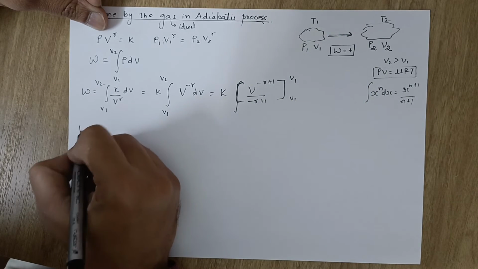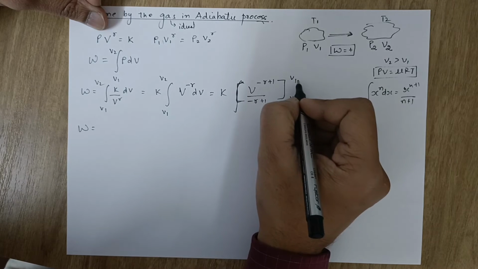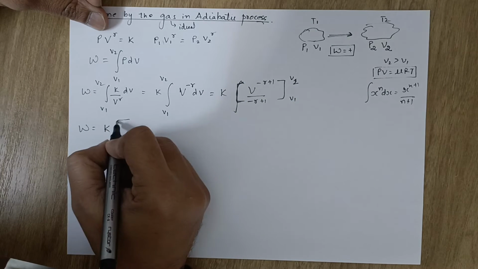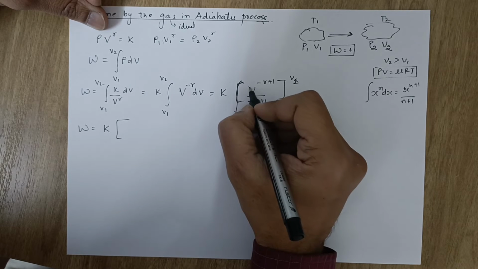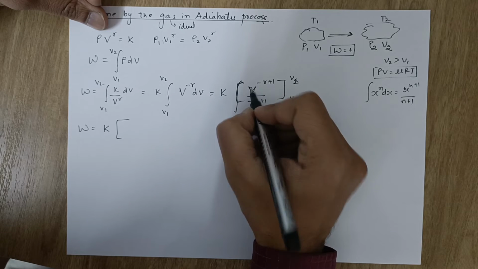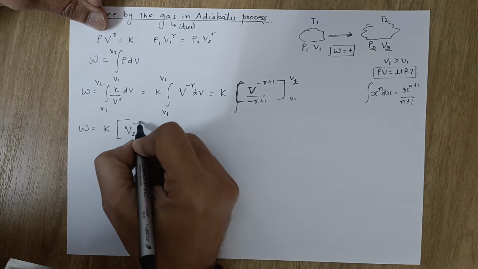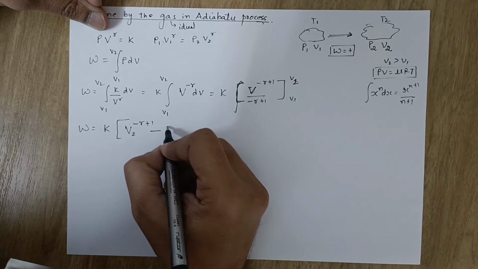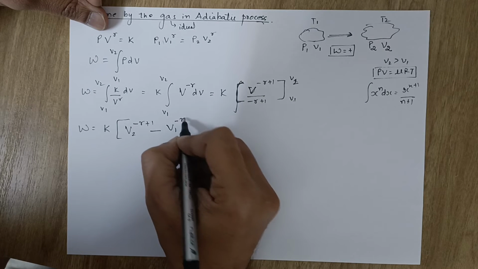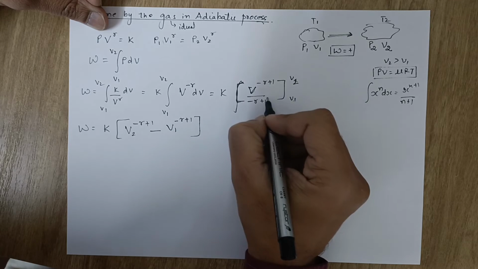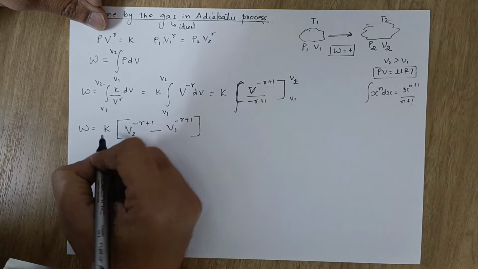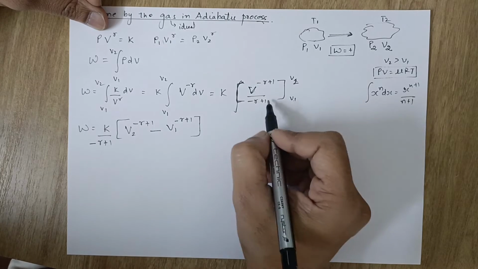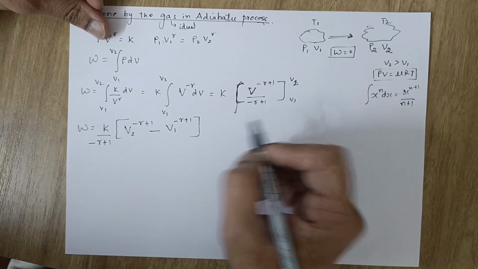So what we are going to do now in the next step is substitute the limits, V1 to V2. The upper limit V2 is going to be plugged in instead of this V, so V2 to the power minus gamma plus 1, minus the lower limit, which I am going to plug in over here, that is V1 to the power minus gamma plus 1. Now this minus gamma plus 1 is constant, so I am going to pull it out of the bracket like this. Okay, so this is being pulled outside, upper limit minus lower limit.